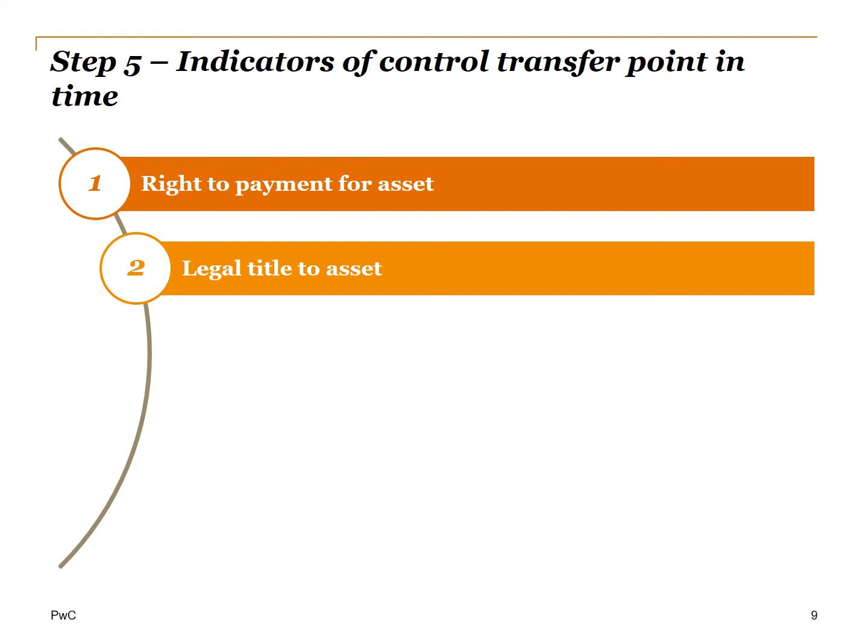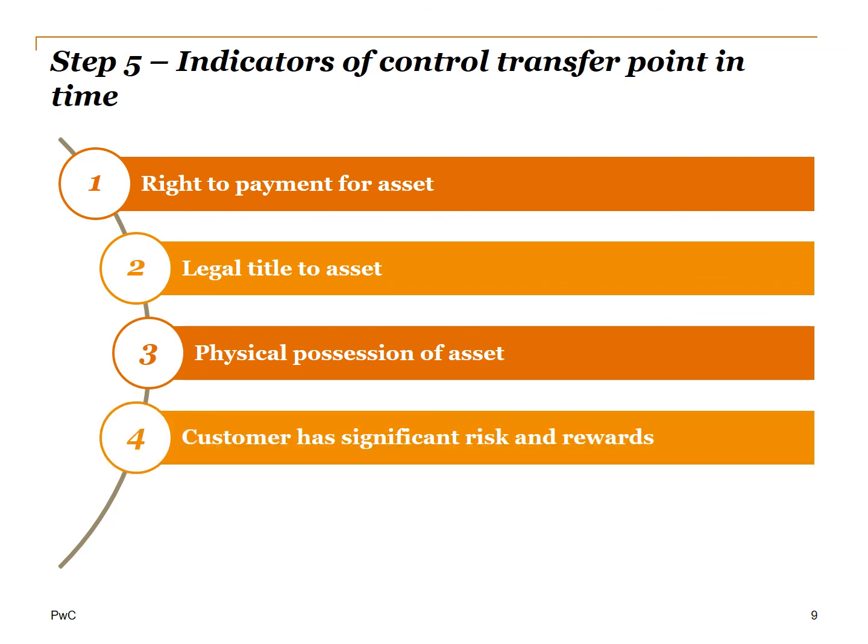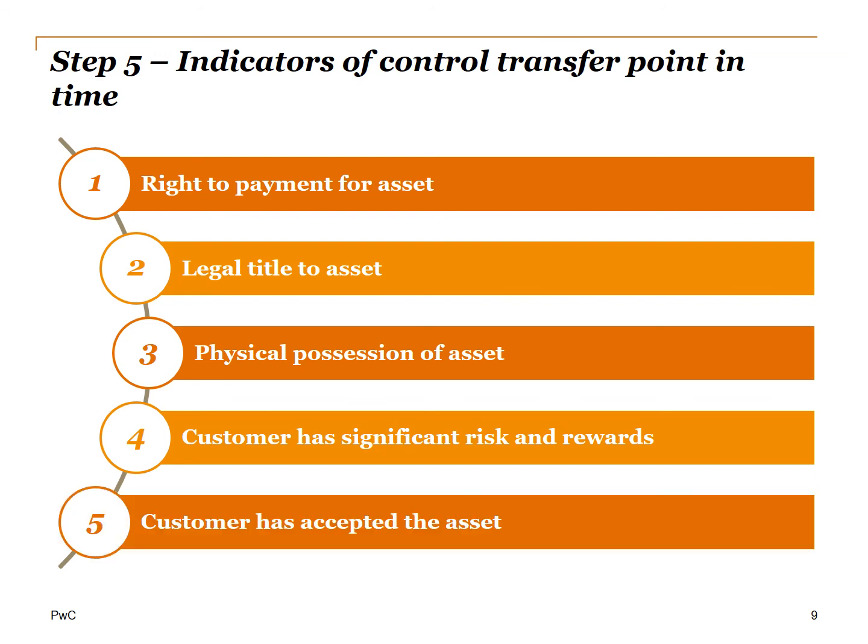An entity that has not transferred legal title, however, might have transferred control in certain situations. An entity could retain legal title as a protective right, such as to secure payment. Legal title retained solely for payment protection does not indicate that the customer has obtained control. All indicators of transfer of control should be considered in these situations. The customer has physical possession. The customer has significant risks and rewards of ownership. And the customer has accepted the asset.